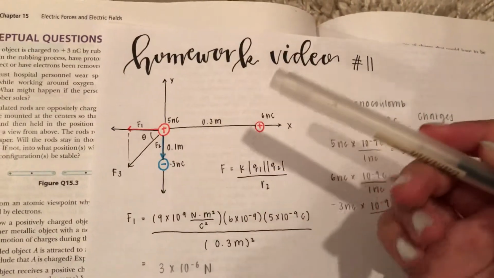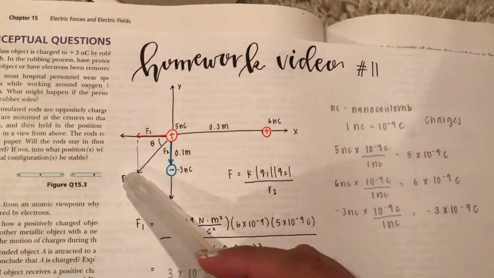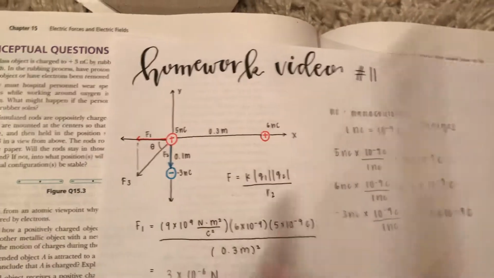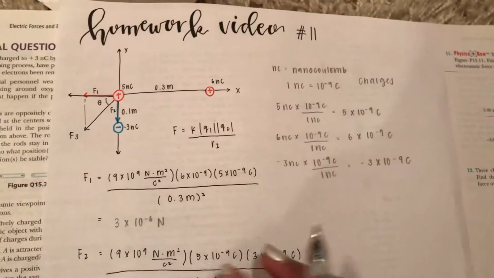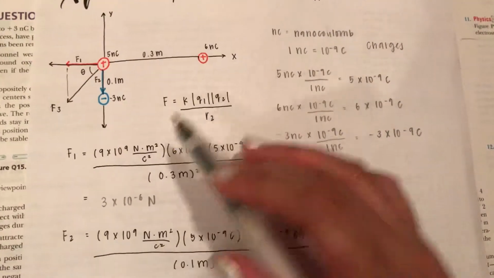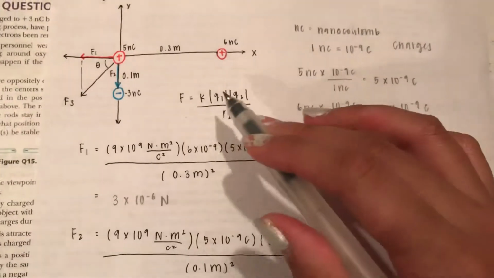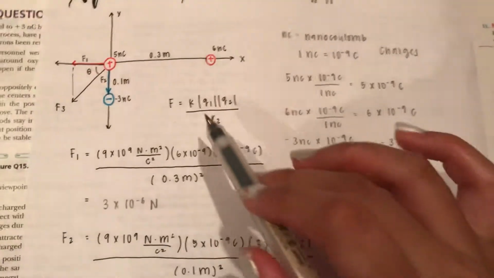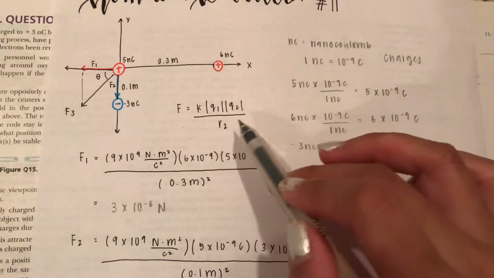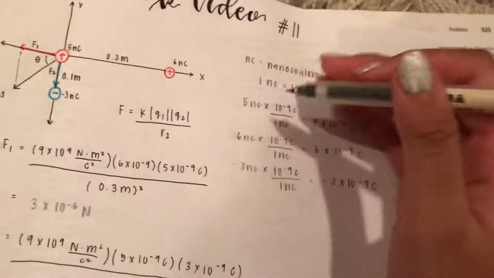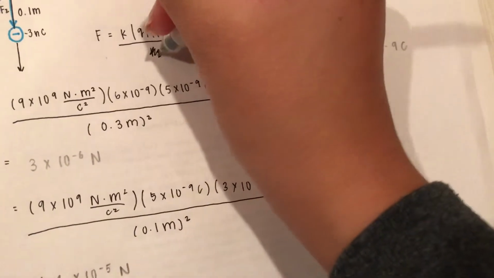So it asks us to find the resultant force, so we know that our resultant force will be somewhere right here in the middle. So using this equation that's given to us to find force, we know that force equals K times the absolute value of charge 1 times charge 2 all over the radius squared. That's not squared, my bad. Let me change that. Radius squared.